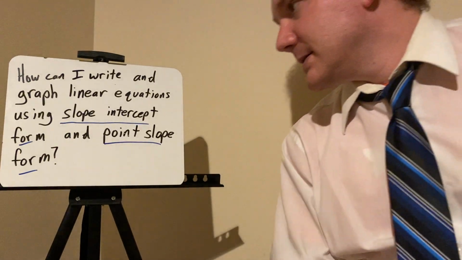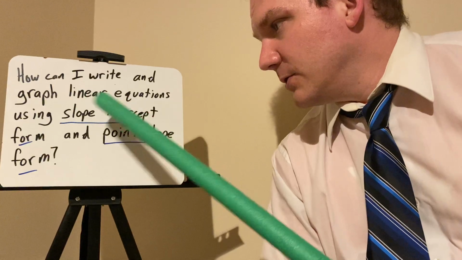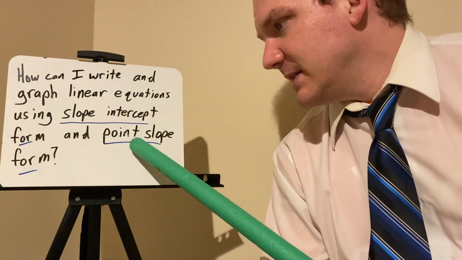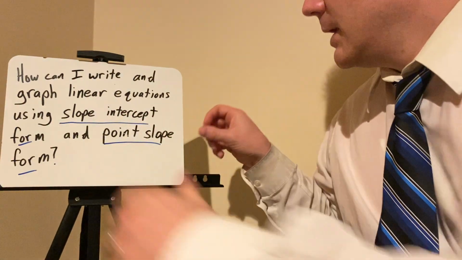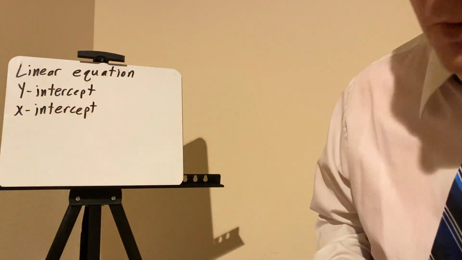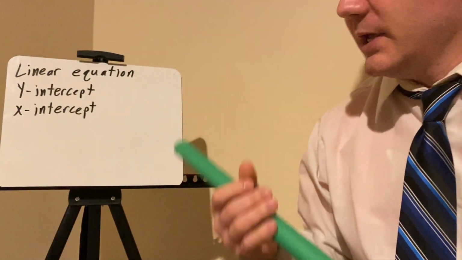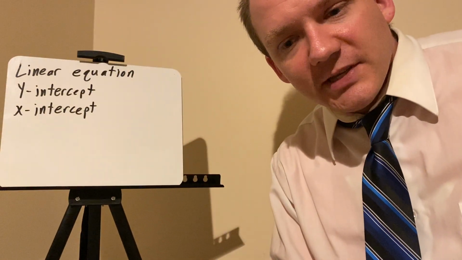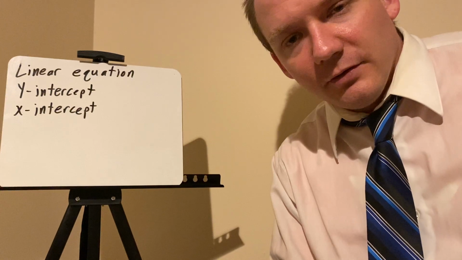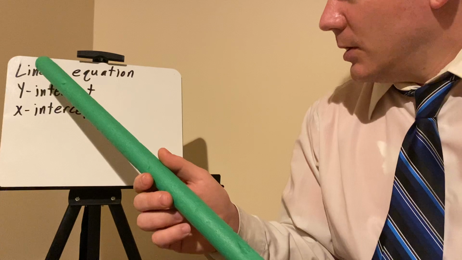How can I write and graph linear equations using slope-intercept form and point-slope form? Couple things to quickly go over. A linear equation is an equation that represents a straight line on a graph. So if I were to graph it, it would create just a single straight line.